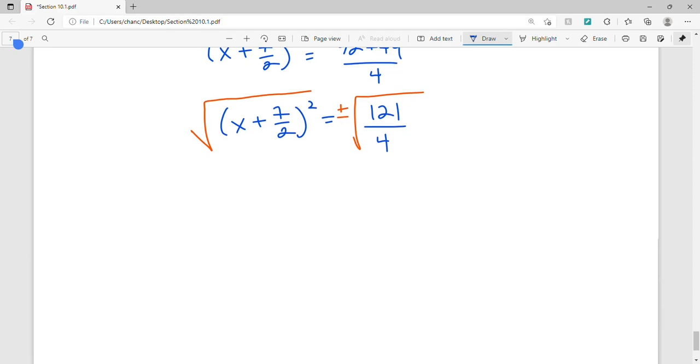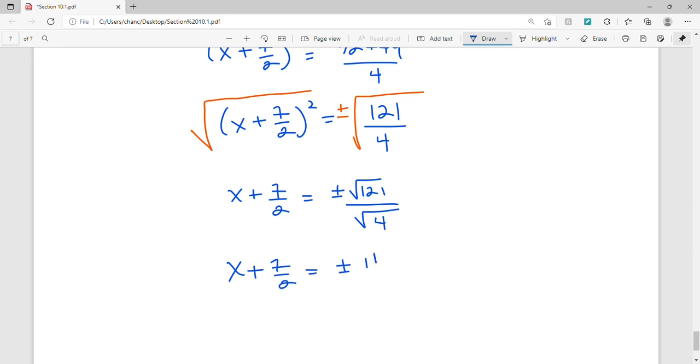And so this simplifies on the left as x plus 7/2. On the right, we have the square root of 121 divided by the square root of 4. And this is using the quotient rule for radicals. And so this gives me x plus 7/2 equals plus or minus, the square root of 121 is 11, and the square root of 4, that's 2.